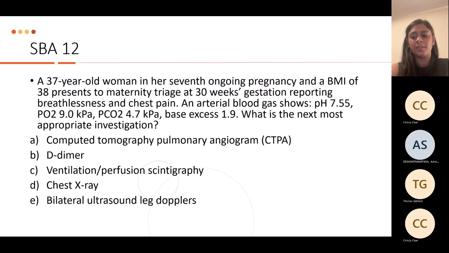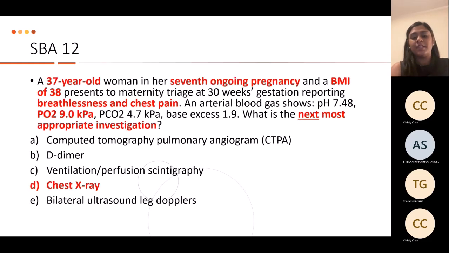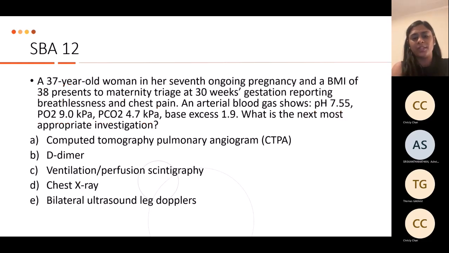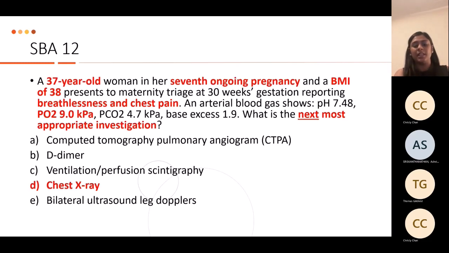Okay, so this was a bit of a difficult one because in pregnancy, things are a little bit different. So given the information that we have here, she's 37, she's got her 7th pregnancy, and she's got a high BMI. So she's got various risk factors for developing a PE in pregnancy. She also presents with symptoms that are classical of PE, so breathlessness and chest pain. And we know that she's hypoxic. Sorry, apologies, I may have made a mistake with the pH, but she's got a respiratory alkalosis in any case.